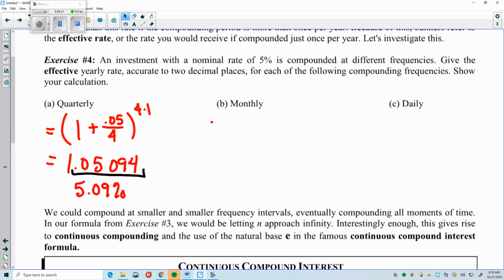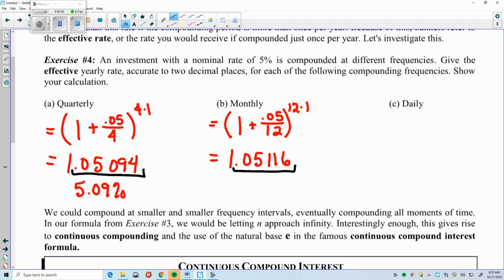Doing the same thing monthly. Okay, so what's going to change? Well, your rate doesn't change. Rate's still 5%. It's the compounding frequency, which is going to be 12 since we're doing it monthly. Okay, so now again, up here, I'm going to have the number of compounds times the number of years of that investment, which again, yearly rate is only 1. Okay, so plugging this in, I'm going to have 1.05116. So again, if I want the rate, just looking at the numbers after the decimal place, moving that 2 places to the right, I'm going to have 5.12 percent with rounding.